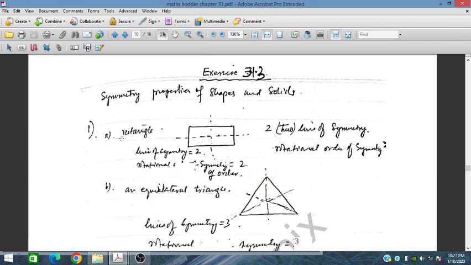So in this first question, a rectangle has two lines of symmetry, because if we have this line of symmetry, we can fold it exactly, and if we have this line, then we can fold it on it. So these two lines of symmetry exist in a rectangle, and the rotational symmetry order is 2. If we rotate it 180 degrees, then it gives a similar shape. So it has rotational symmetry of order 2, and the lines of symmetry are also 2.